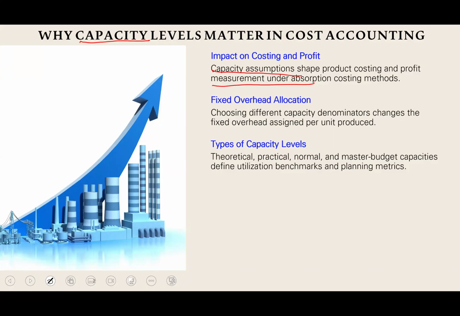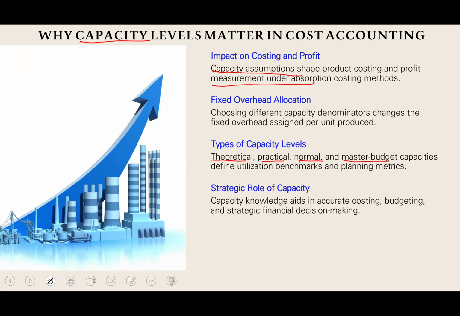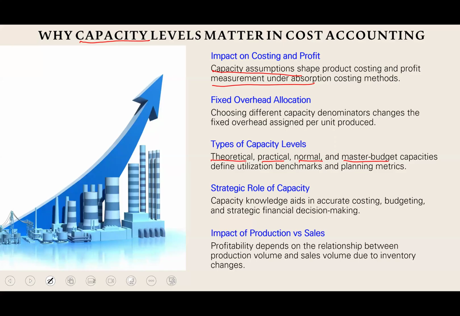Essentially we will talk about 4 types of capacity levels here: theoretical, practical, normal, and master budget. I'm going to define each one of them, and then we will calculate income under each of these methods. That's the job at hand. You will also see that companies use these 4 definitions strategically because income calculation under each method turns out to be different.